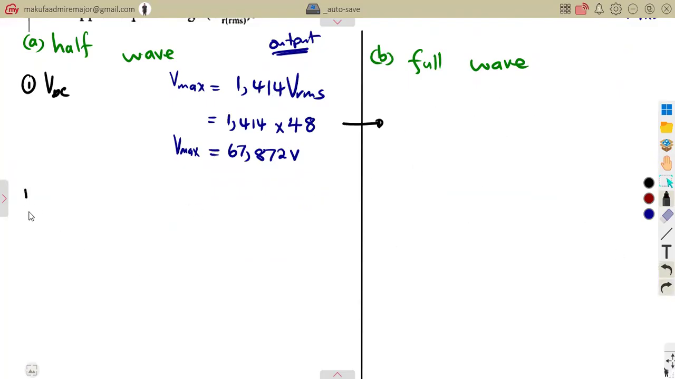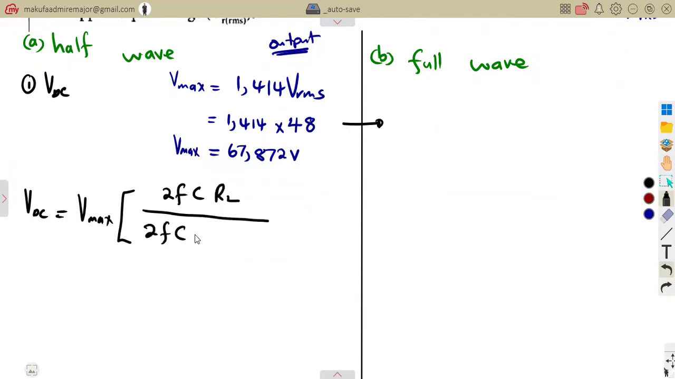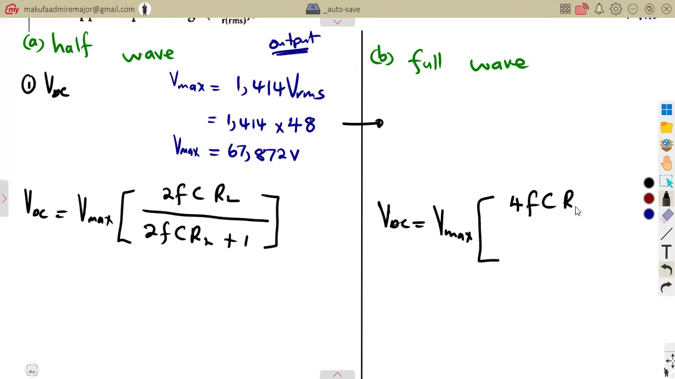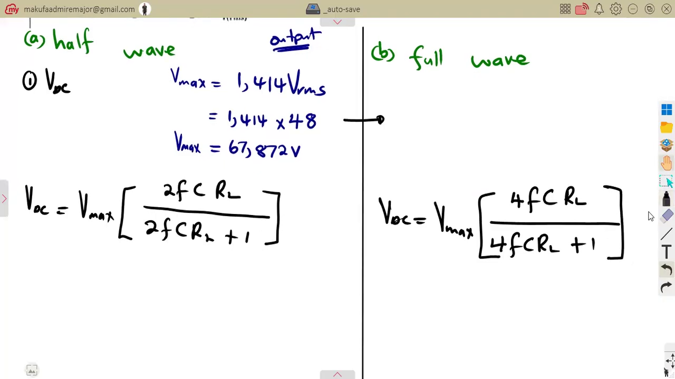So let's calculate our VDC. From our formula, we saw that VDC is equal to Vmax into, I'm just going to rewrite it also, Vmax into 2FCRL over 2FCRL plus 1. The other formulas are limited. Not to say they do not work, but for this question, they do not work. This one is going to work. For a full wave, our VDC, we saw that it's given by the formula Vmax into 4FCRL over 4FCRL, then we add a 1. So this is it. Let's calculate for a half wave.